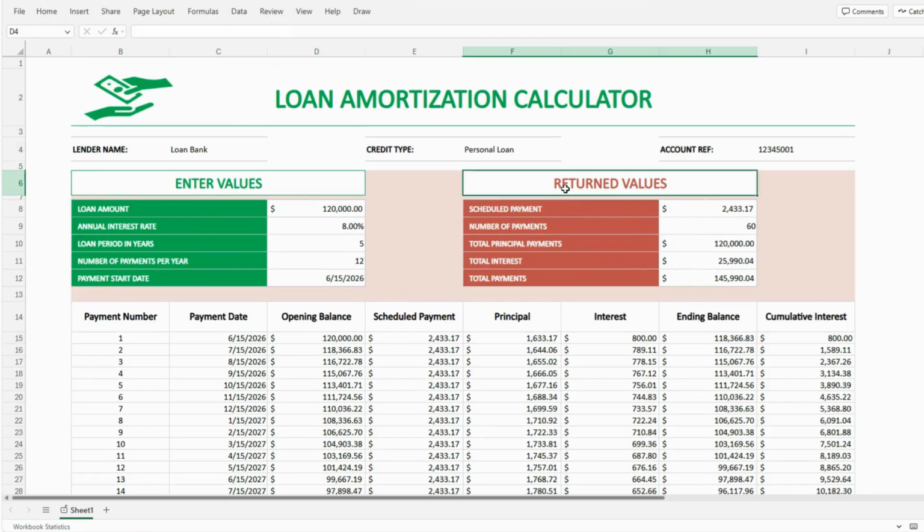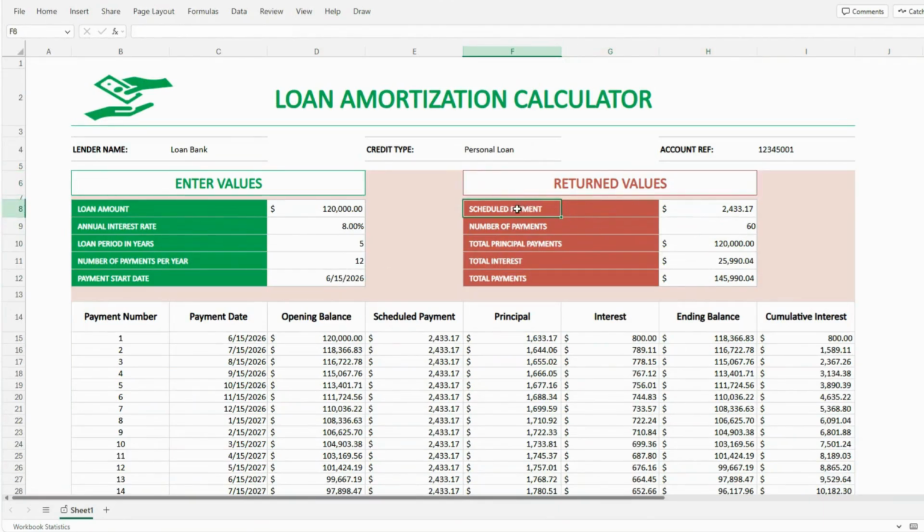Then you have the return values side. As the term implies, this information is returned by formulas that are embedded within this calculator. These are the results of the information that you've put here.